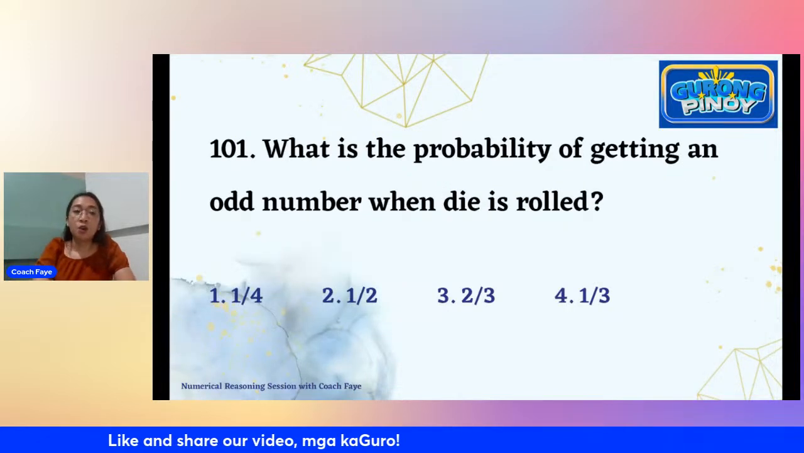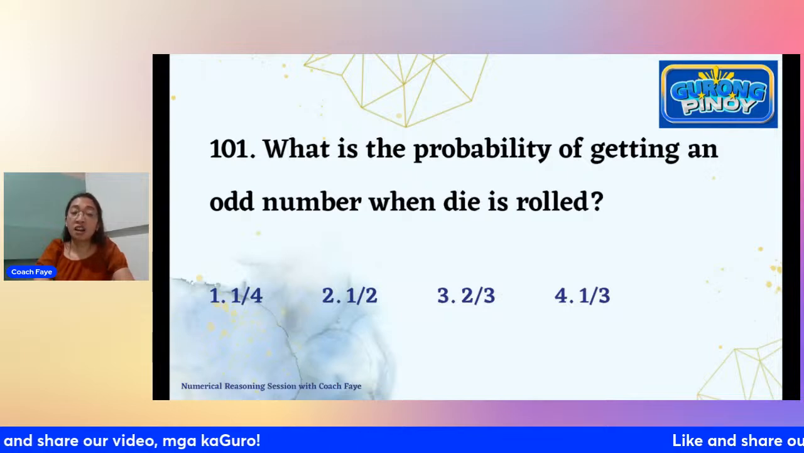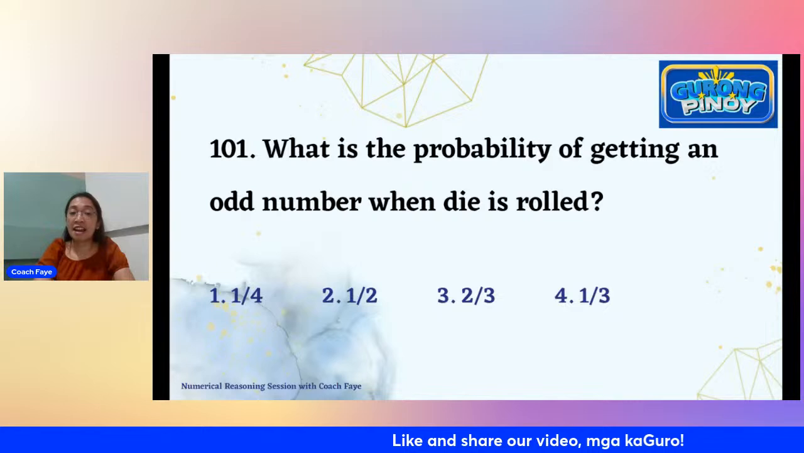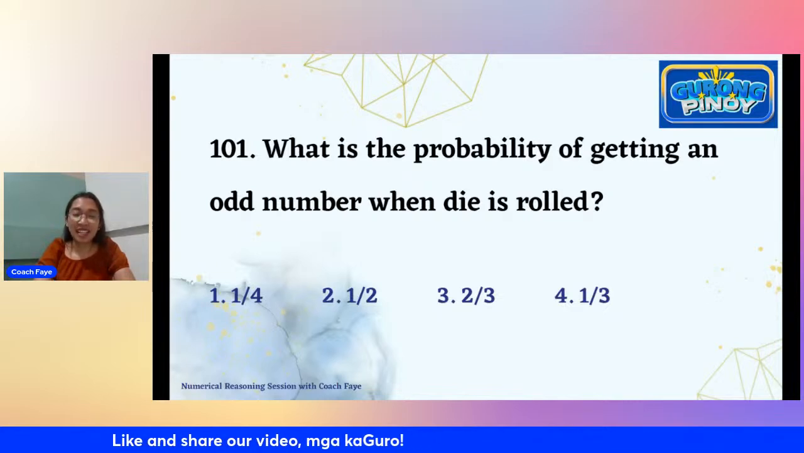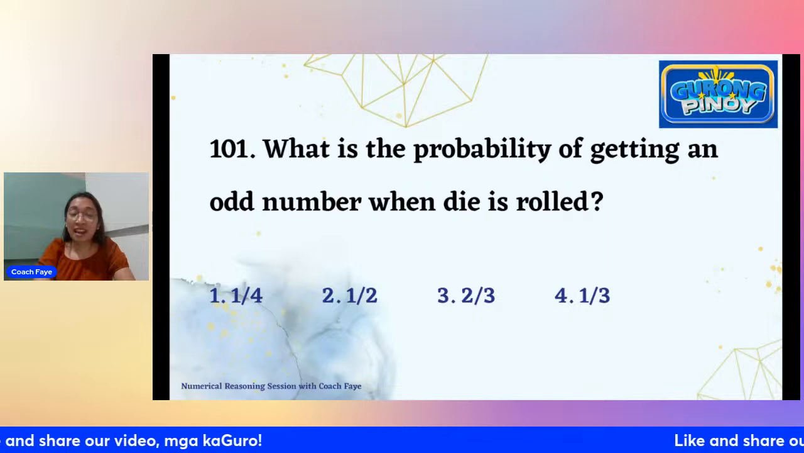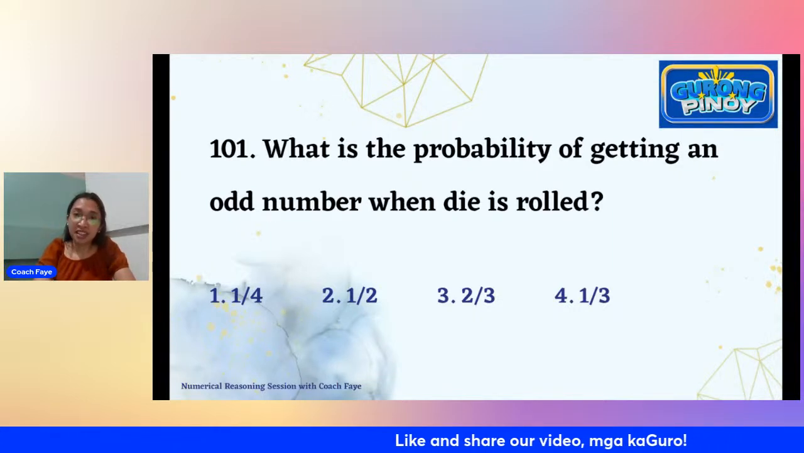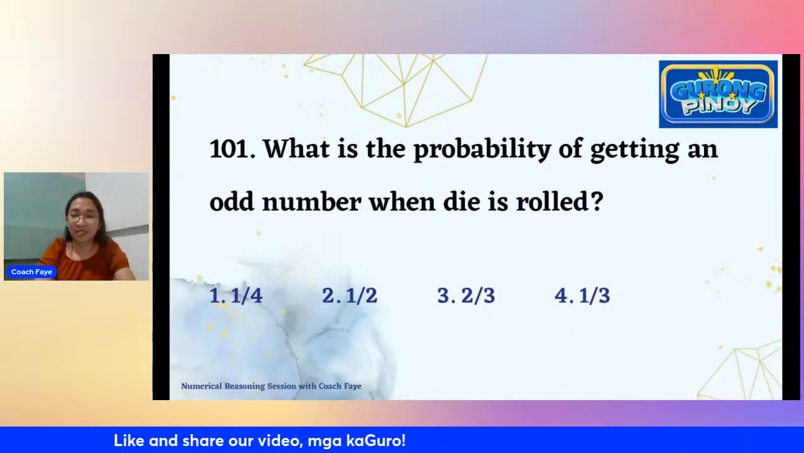So we have, what is the probability of getting an odd number when a die is rolled? Is it 1/4, 1/2, 2/3, or 1/3? Again, please write your item number 101 and then after that, a period and then the option number if it's 1, 2, 3, or 4.